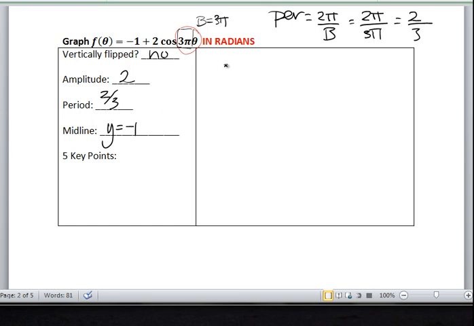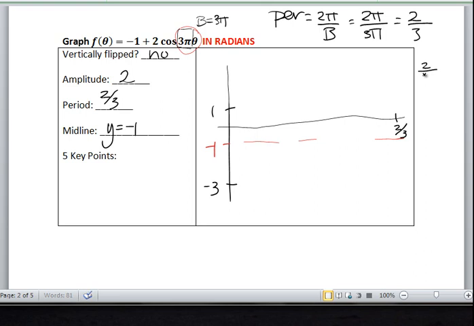Alright, let's graph this. Our midline is -1, so we're down here. Our amplitude is 2, so we go up to 1 and down to -3. Okay, so this is 2/3. Well, what is 2/3 divided by 4, right? So we could figure out what a quarter of a period is. Well, that's equal to 2/3 times 1 over 4. This cancels, and so that's equal to 1/6.